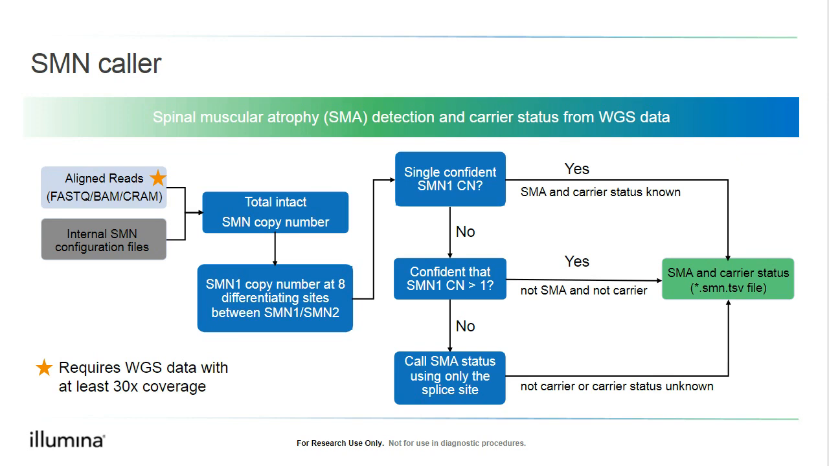This is the workflow that we have. So again, you do map-align with DRAGEN, and then you have the algorithm to compute the SMN copy number, and it tells you the SMN copy number at 8 different sites between SMN1 and SMN2, and then it lets you know what your SMA and the carrier status is. And depending on this flow over here, it will indicate whether you're positive or not and whether you're a carrier. And again, the requirement today is the sample has to be whole genome, and it has to have sufficient coverage, at least 30x.